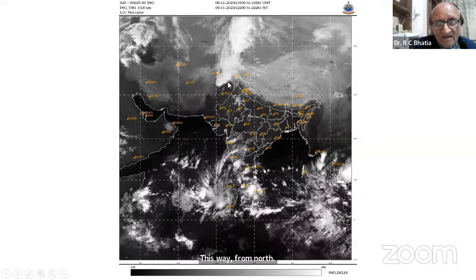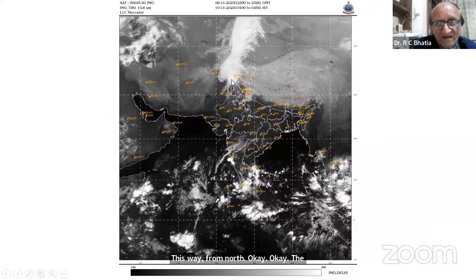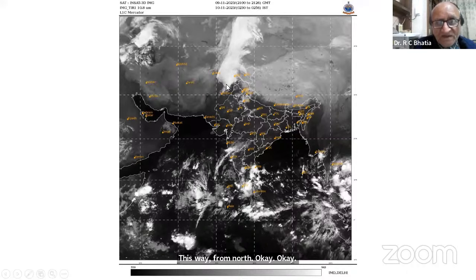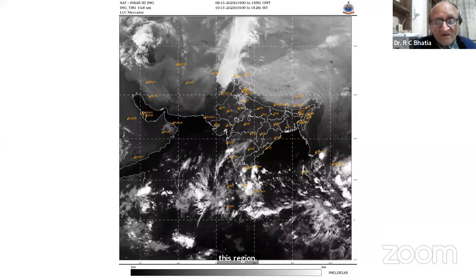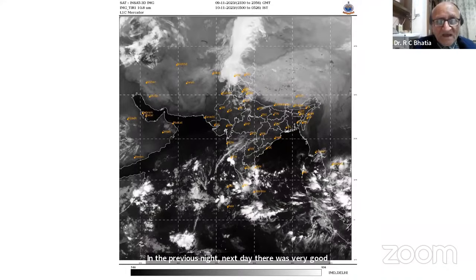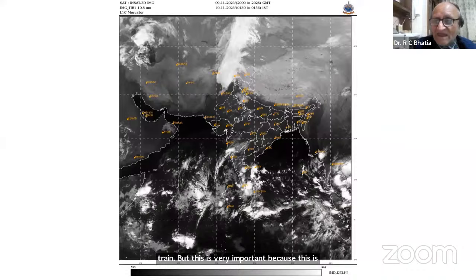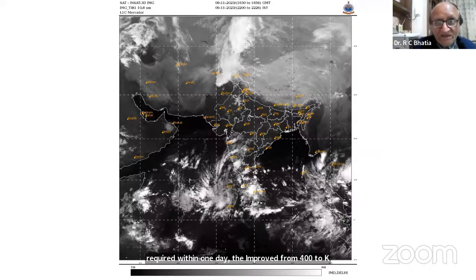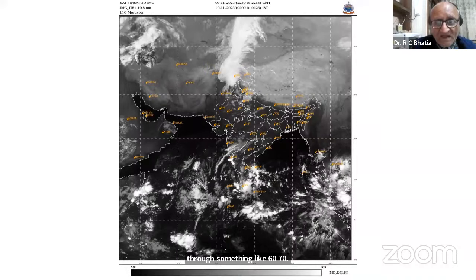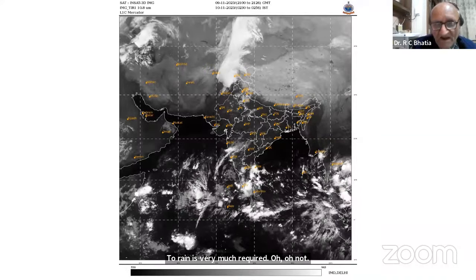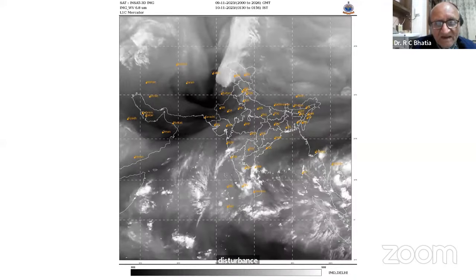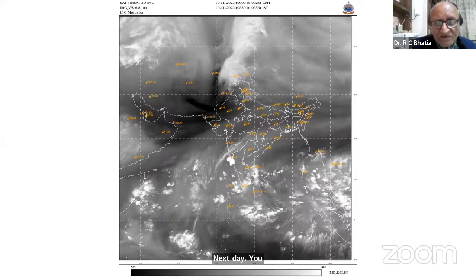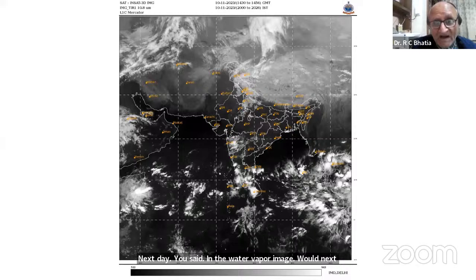And the system was progressing and there was cloud over this region. In the previous night, next day, there was very good rain. But this is very important because this is required. Within one day, the AQI improved from 450 to something like 60-70. So rain is very much required over north. And this disturbance moved next day. You see in the water vapor image, and next day you can see the Lucknow radar was showing rain, and all these are systems in the easterlies, and they are good.